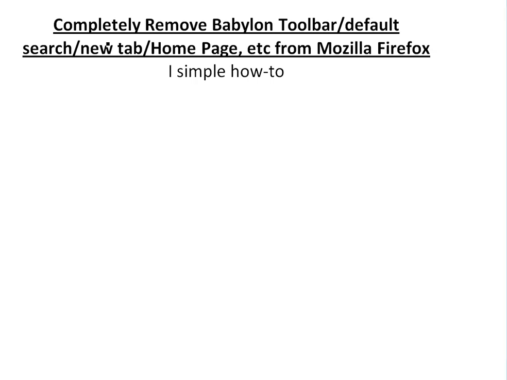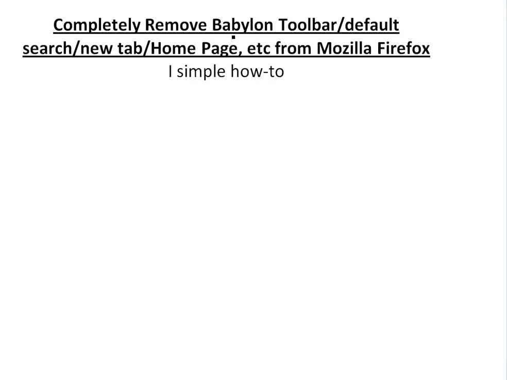Hi, it's Summer Math. Easy solution to discuss how to completely remove the Babylon toolbar, default search, new tab, homepage, etc. from Mozilla Firefox. Simple how to. Basically, this is just a useless toolbar that usually gets installed if you press quick installation or when you're downloading another program. This usually gets in if you're not paying attention.